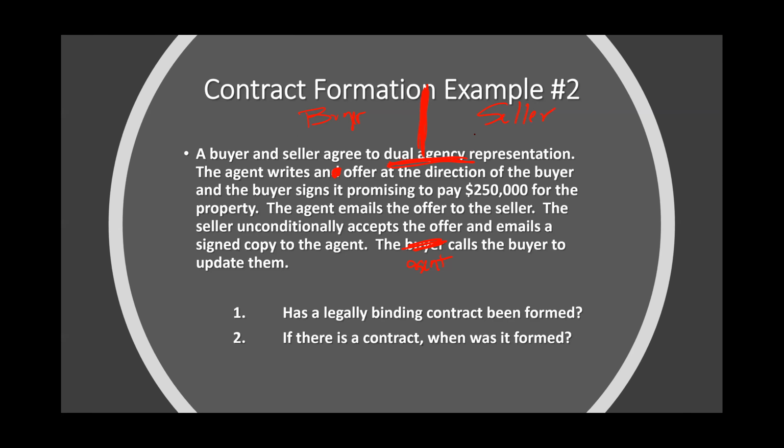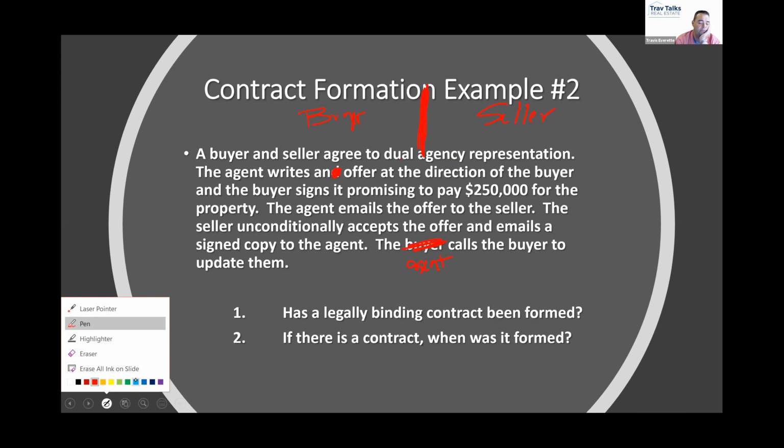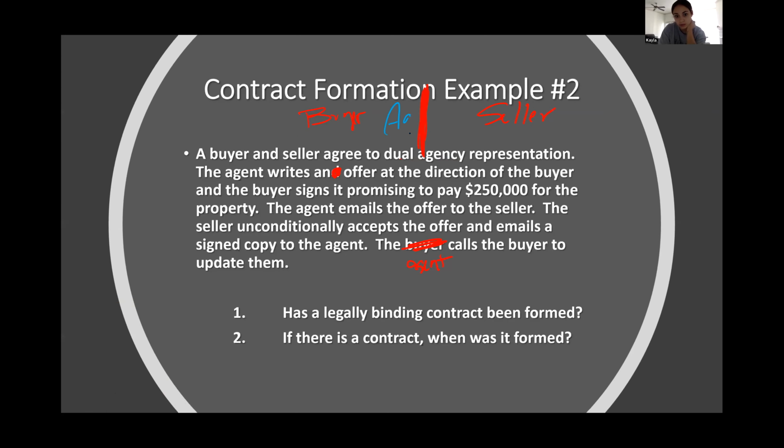Both sides. They're on both sides. Isn't the agent on both sides? Yes. So would it be fair to say then that the agent crosses the boundary between these two? Let me do a different color. Isn't the agent right there in the middle because they're on both sides of the transaction? Yes. Okay. So now let's map this out.